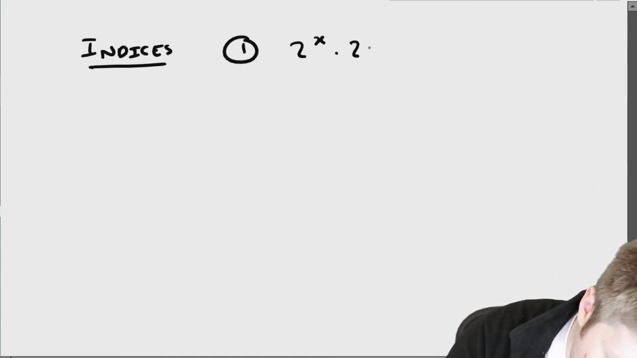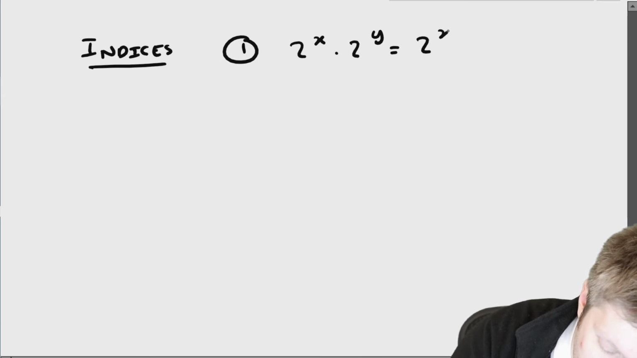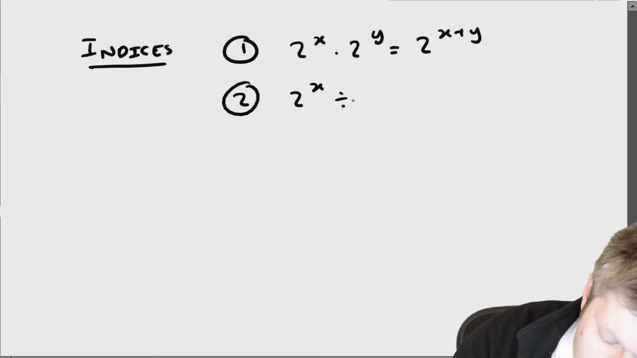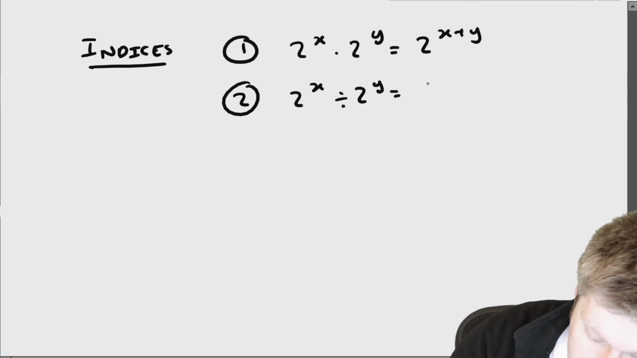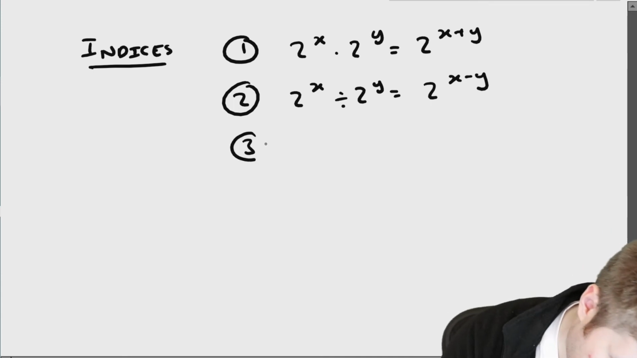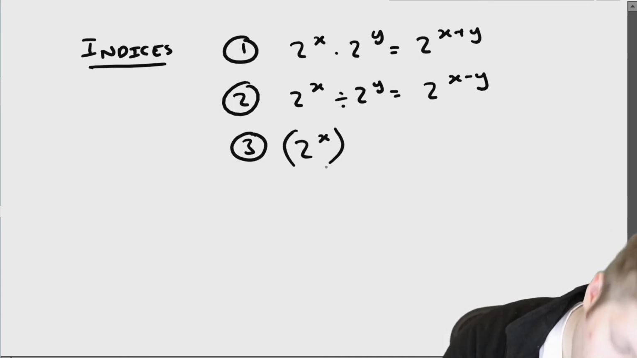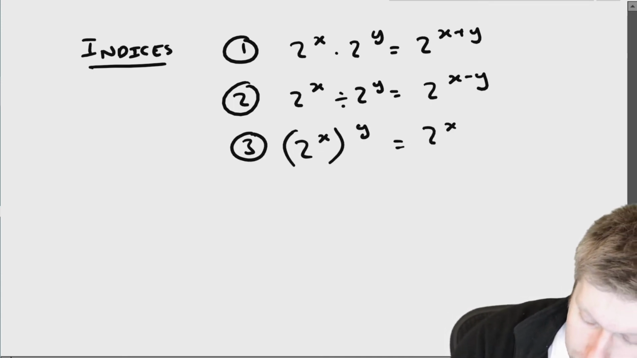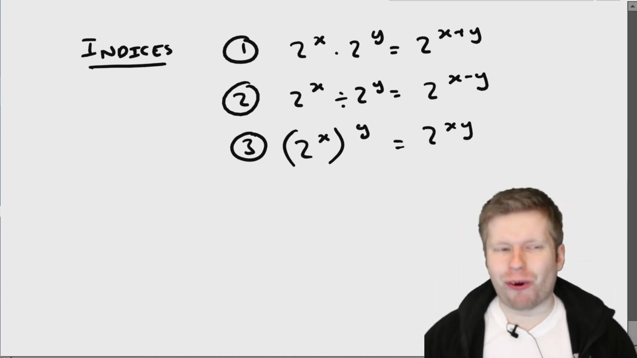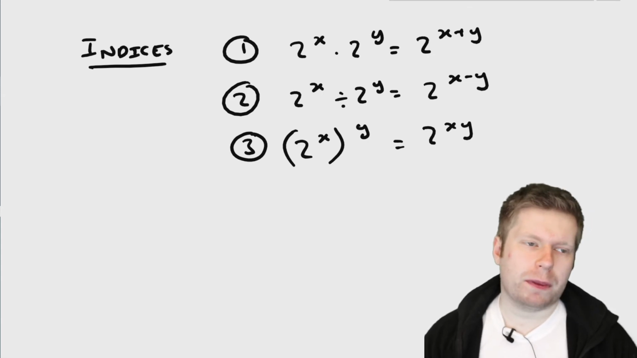x and I want to times it by 2 to the power of y, that's the same as 2 to the power of x plus y. Or if I had something like 2 to the power of x divided by 2 to the power of y, that would be 2 to the power of x minus y, etc. And you might have something like 2 to the power of x, all raised to the power of y, that should be equal to 2 to the power of xy. So these are all the laws of indices. And if I remember, I think there's about 7 of them, which we went through together.